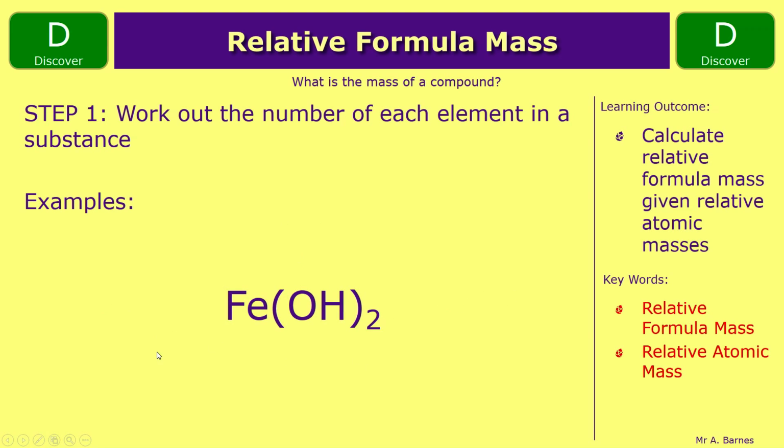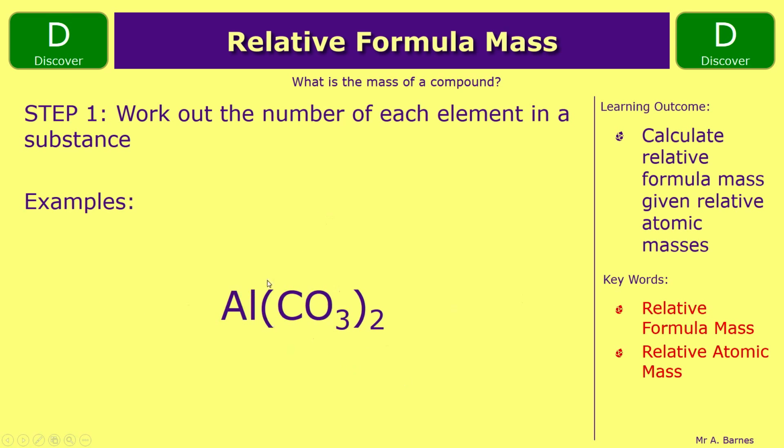If I were to look at a slightly more complicated one, iron, again there's no number after it. So I've got 1, but in the case of oxygen and hydrogen, I've got a bracket around it. Now this 2 here applies to everything inside the bracket. So I've got 2 times my 1 oxygen, which gives me 2 oxygens, and 2 times my 1 hydrogen, which gives me 2 hydrogens.